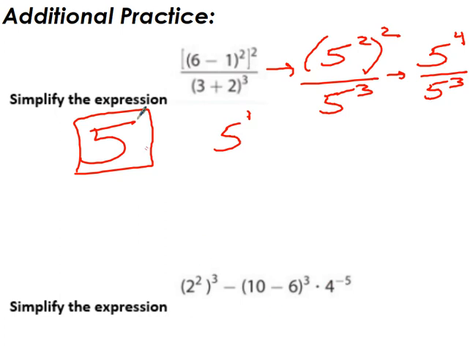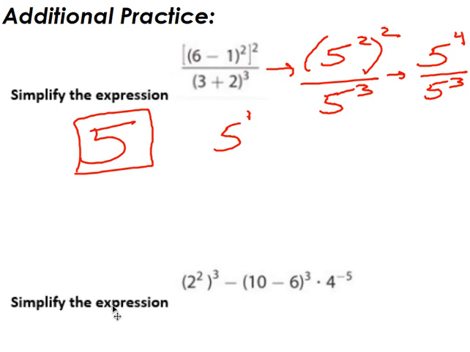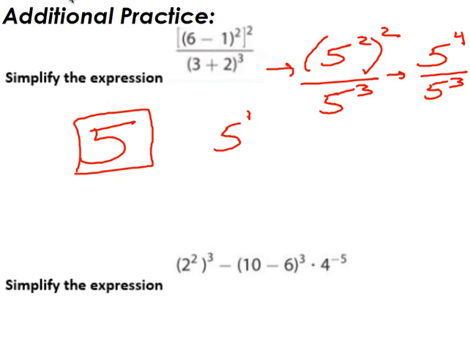Okay, so hopefully you tried this one. If you haven't tried that one yet, you should. You should try it right now. And so pause it again, try it out, see how you do.